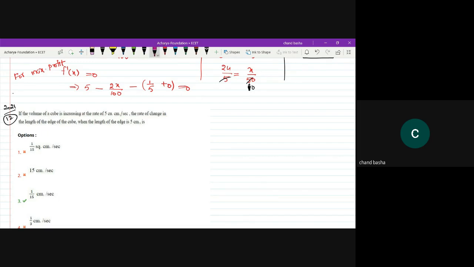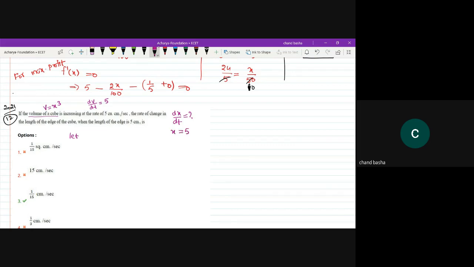What is meant by volume of the cube? What is the formula? X cube, sir. Very good. It is V is equal to x cube. Increasing at a rate of means dV by dt is equal to 5, this is given. And what he's asking, rate of change in the length, is dx by dt is equal to what? When x is equal to 5.